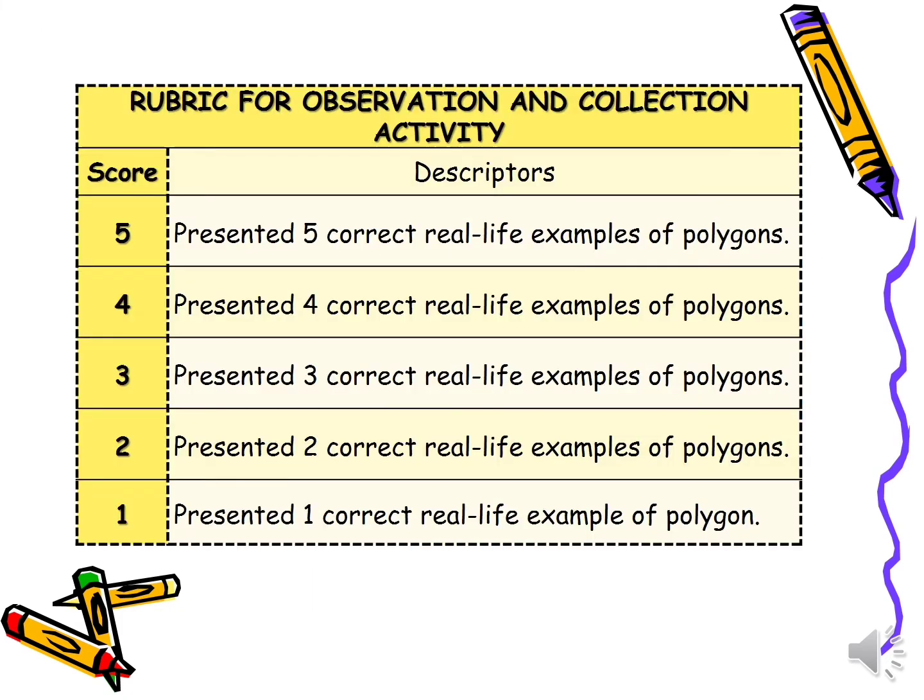If you have presented 5 correct real-life examples of polygons, then you will get 5 extra points. 4 correct real-life examples for 4 points, 3 correct examples for 3 points, 2 correct examples for 2, and 1 correct example for 1 point. These points will be added to your scores in the performance task.